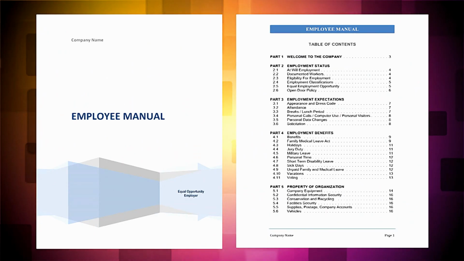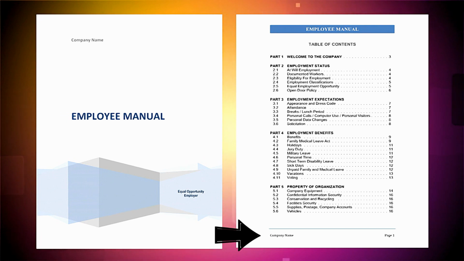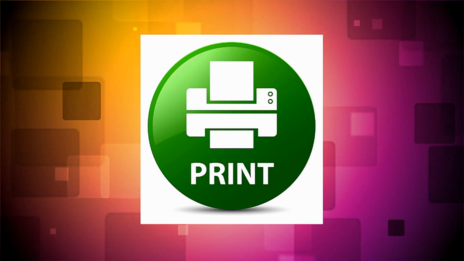First, open the employee manual document and type the name of your organization in the insert at the top of the page. The next page is Table of Contents. On the bottom of the page, please double-click the footer and replace company name with the name of your organization. Now, please print the employee manual before proceeding.